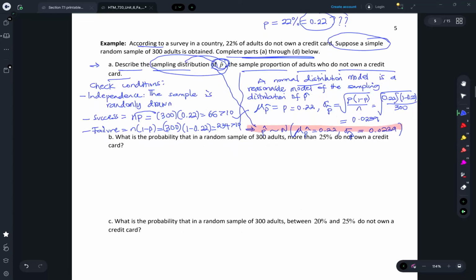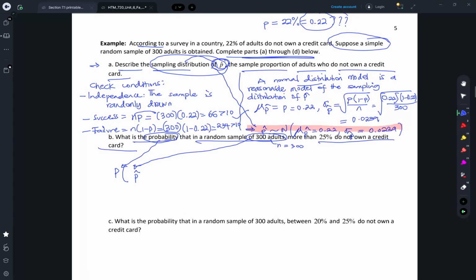Okay. The next thing is, what is the probability that in a random sample of 300 adults, that is out of n equals 300, more than 25% do not own a credit card? In this case, we are looking at the probability that the sample proportion, out of the sample, is more than 25%. That is the same as the probability that P-hat is more than 0.25, since 25% is 0.25.